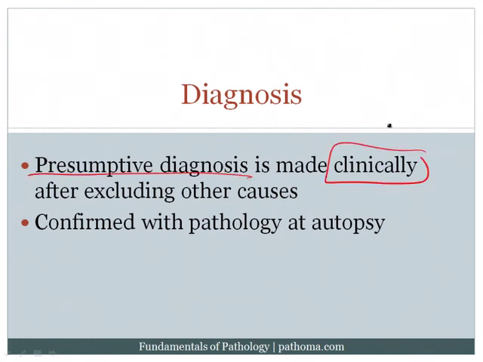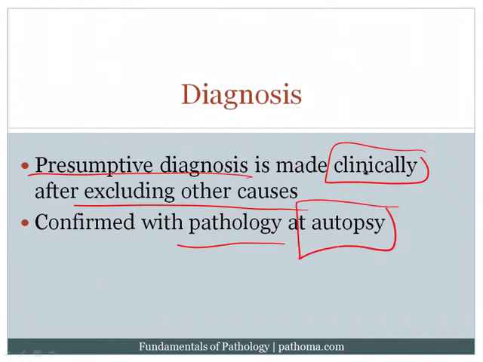The diagnosis of Alzheimer's disease is a presumptive diagnosis. It's made clinically, but only after excluding all other causes of dementia. Now, the final confirmation, however, requires pathology, so it would be done at autopsy. However, of course, autopsy is often not available. But the true final diagnosis of Alzheimer's disease is actually both clinical and pathologic, and you put all of that data together to give a final true diagnosis of Alzheimer's disease.